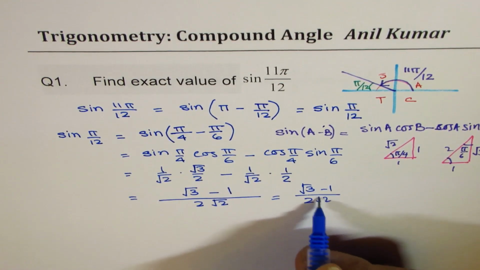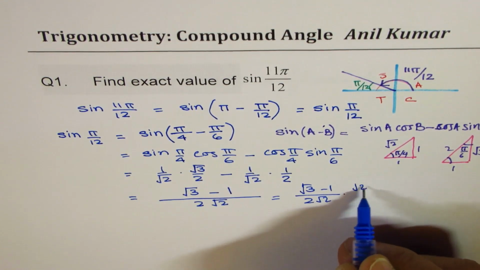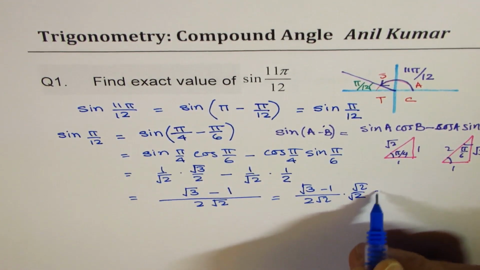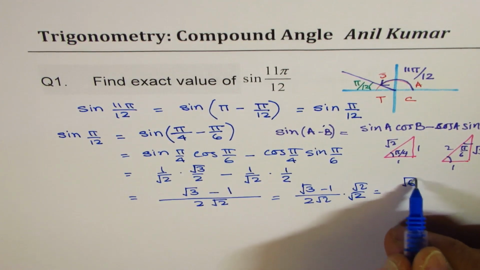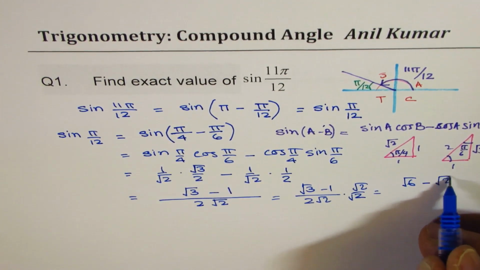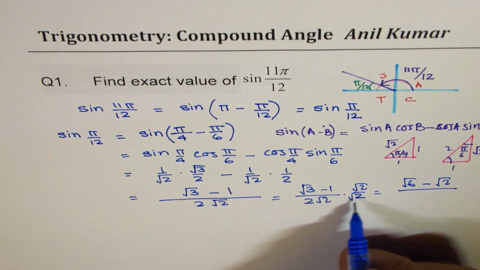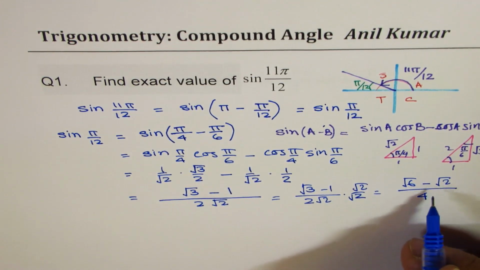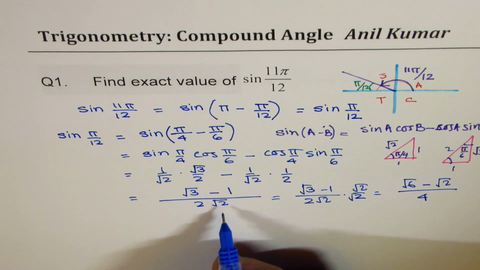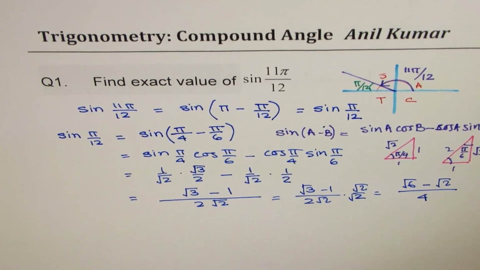So we have 2 square root 2. Rationalize means multiply and divide by square root 2, right? So that gives us square root 6 minus square root 2 divided by 4, right? So you could write in this form, or you could write that as you wish. So both are the correct answers.